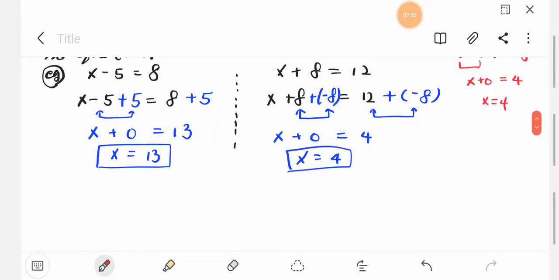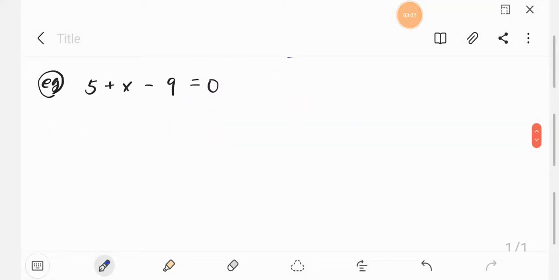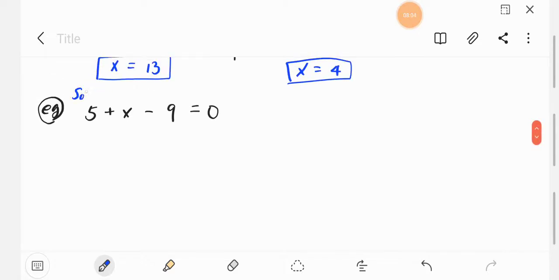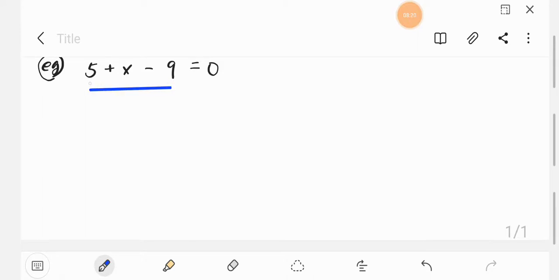Okay, so let's try one more example. Alright, let's solve this equation. When we solve it, you don't have to write "solve", because when you see this, we want to find x. The left hand side of the equation has 3 terms, so why don't we simplify this first? 5 minus 9 is negative 4, right? So this is x minus 4 is equal to 0.